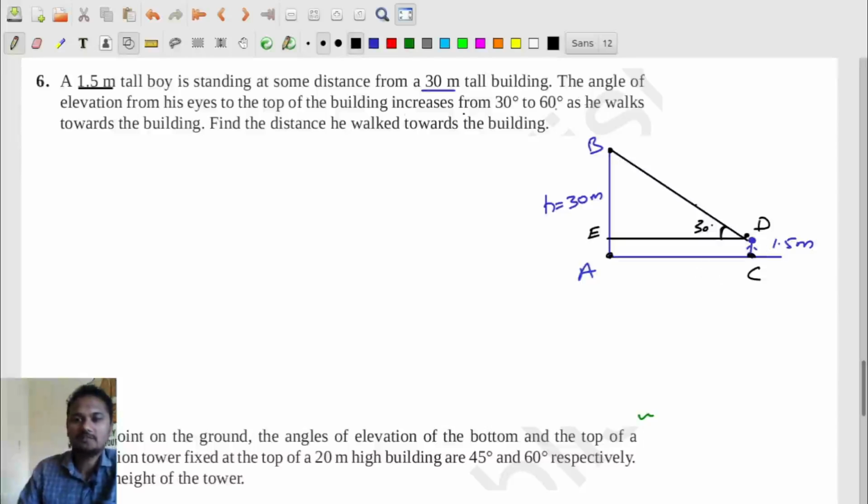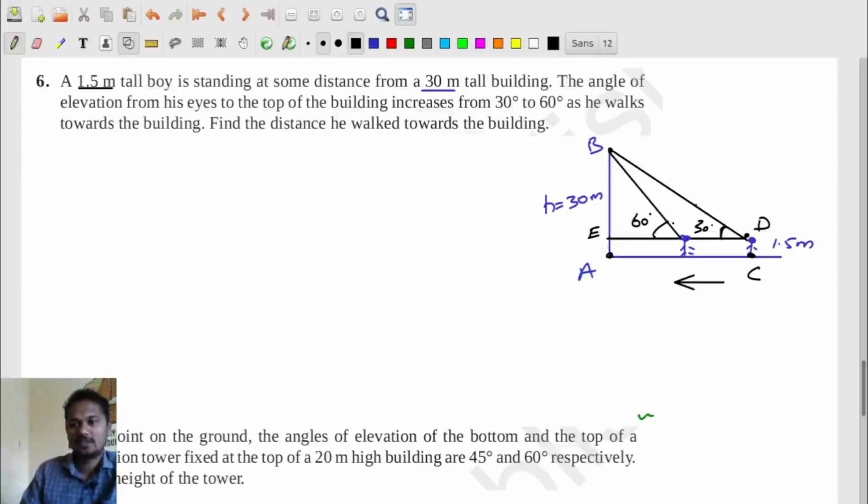So here, as he walks towards the building, the inclination increases to 60 degrees. So the second position will be somewhere here. When he is at this point, his inclination will be 60 degrees with the horizontal. So this is the given data.